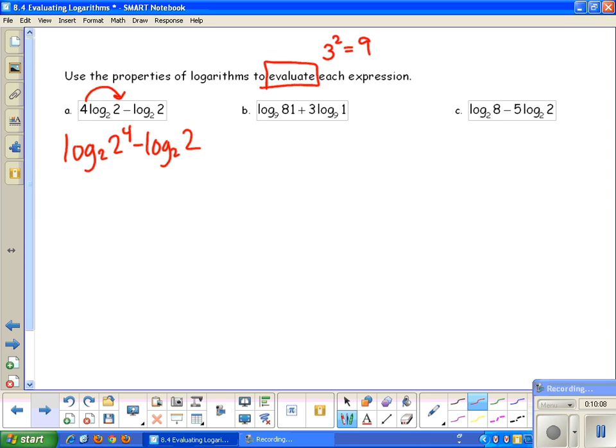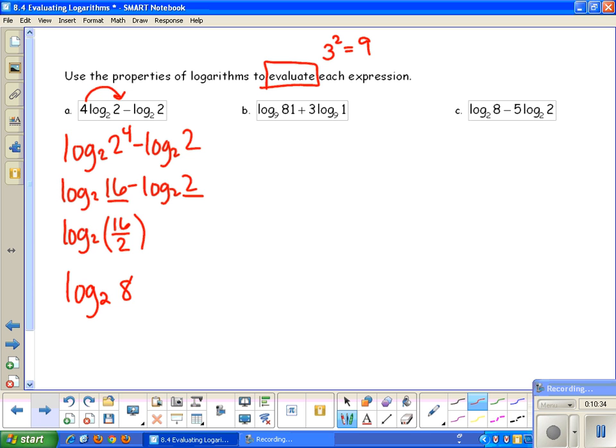And then the next thing I can do, I know that 2 to the fourth power is 16, so I can write that in and just simplify. And then the next step, if I have two logs that are being subtracted, I can simplify them into one log by dividing the two numbers. And remember that the number that comes first is this number because it's in front of this number here. So order does matter. And then this simplifies into the log base 2 of 8.